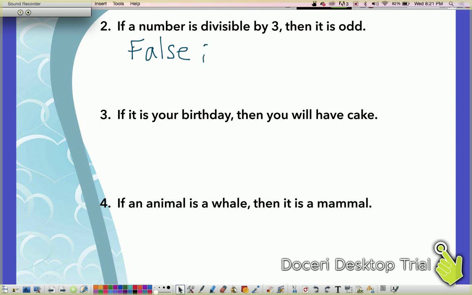I can think of a few. 12 is even. That's divisible by 3. 30 is even. That's divisible by 3. Okay, so on and so forth. I don't think I need to go on with that. Okay, so that's what you're going to do if they want you to prove it's false.